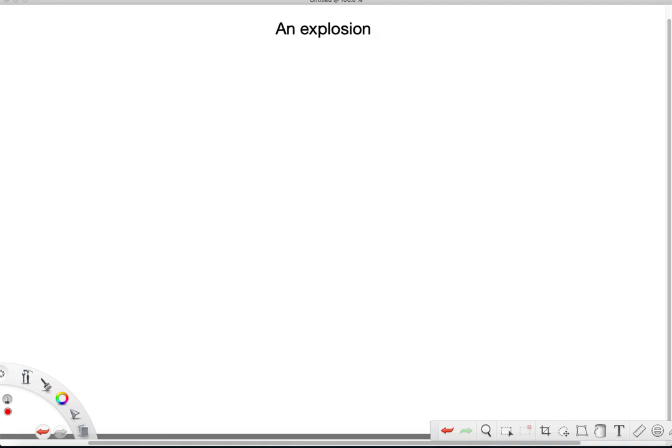Let's look at exemplar 4 then, an explosion. So let's consider, let's say, a hand grenade, a nice spherical hand grenade. So this is sitting on the desk. It has no momentum. Clearly, its velocity is 0.